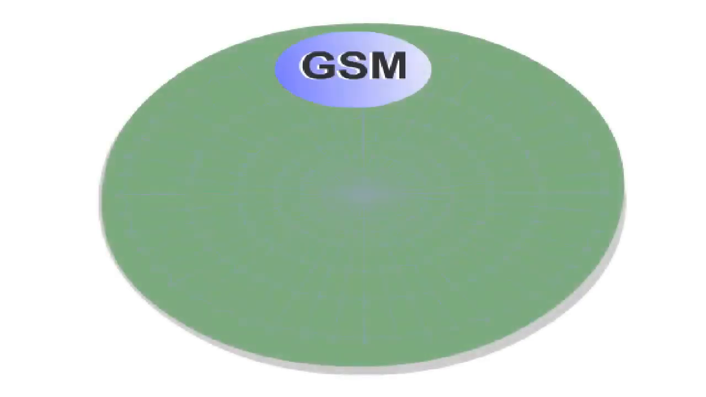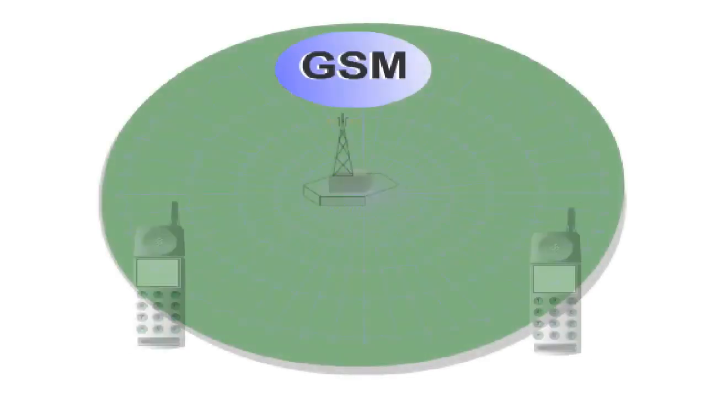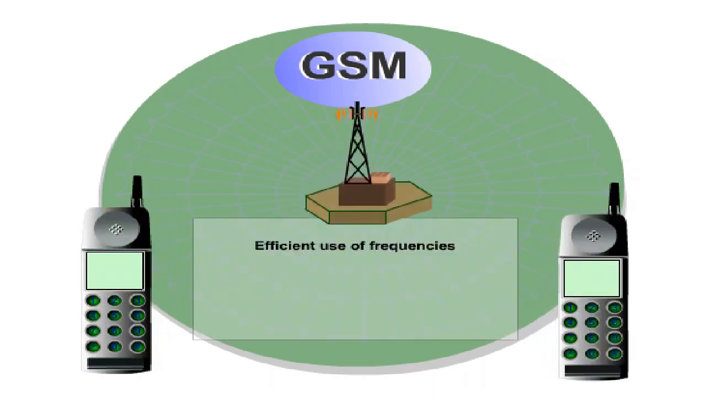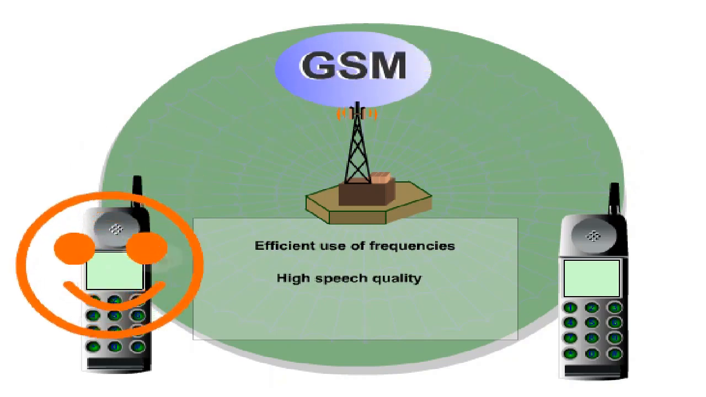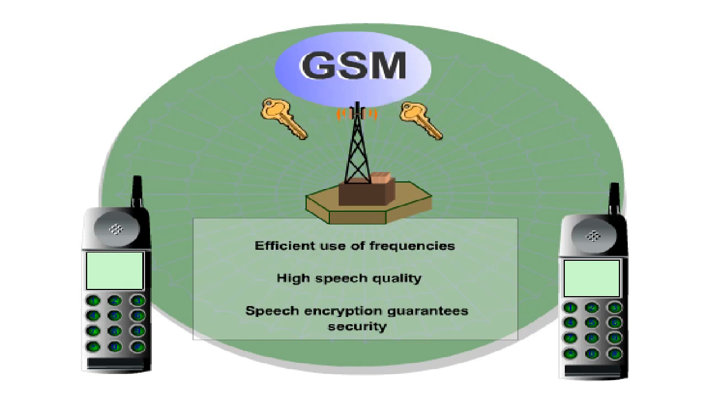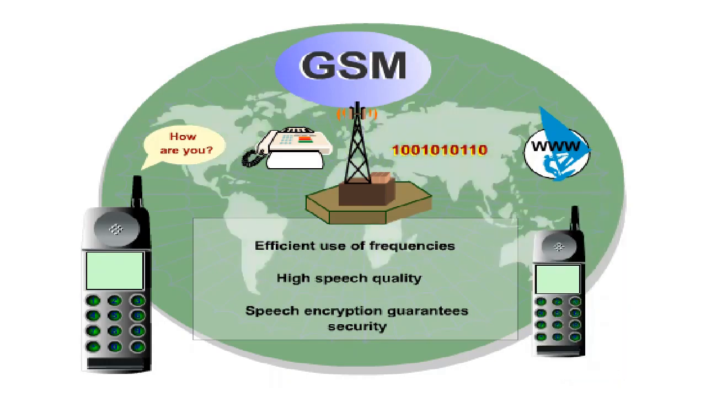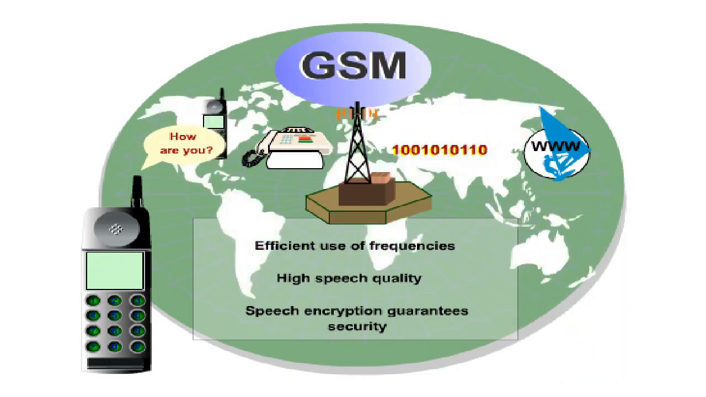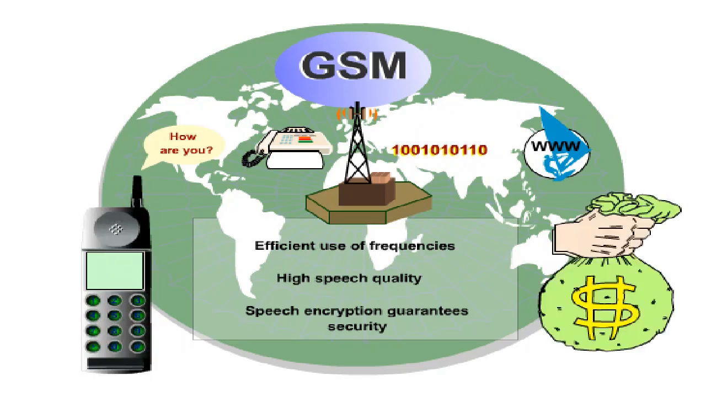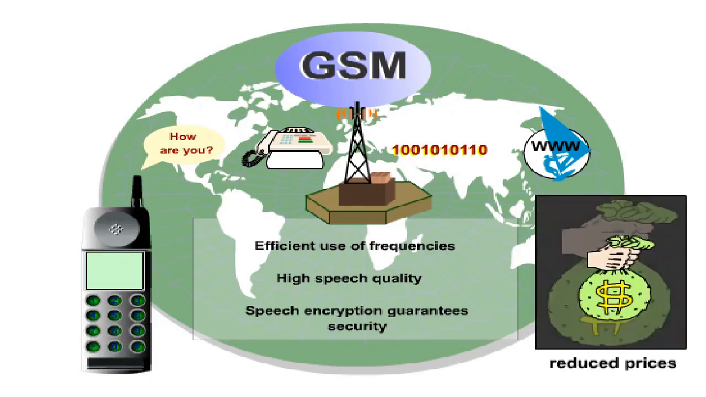Many of these conditions have been turned into advantages for the users of today. The available frequencies are used efficiently. The average speech quality is higher than in analog mobile networks. Speech encryption guarantees the security standards. A wider range of services is provided compared to analog cell networks, like voice, fax, data or internet services. International roaming between all GSM countries is possible. Furthermore, international competition reduces the prices.